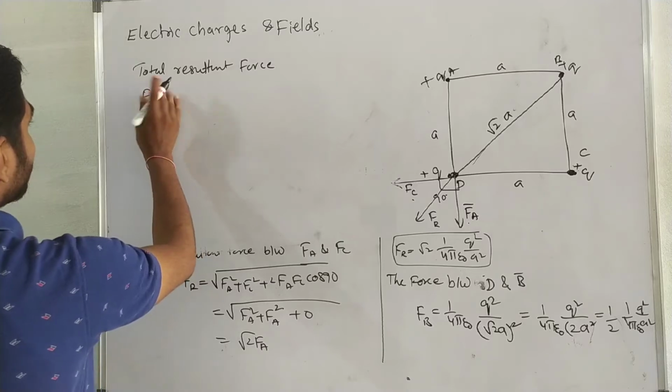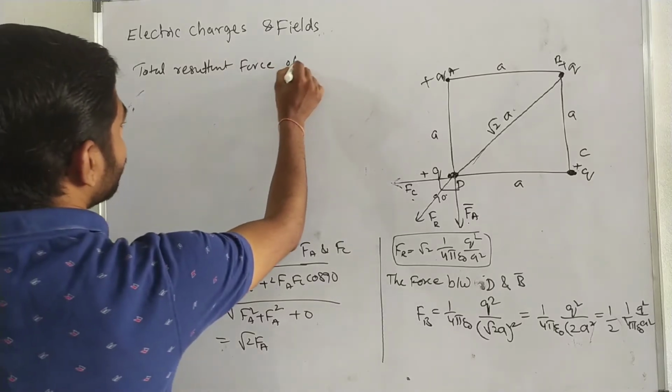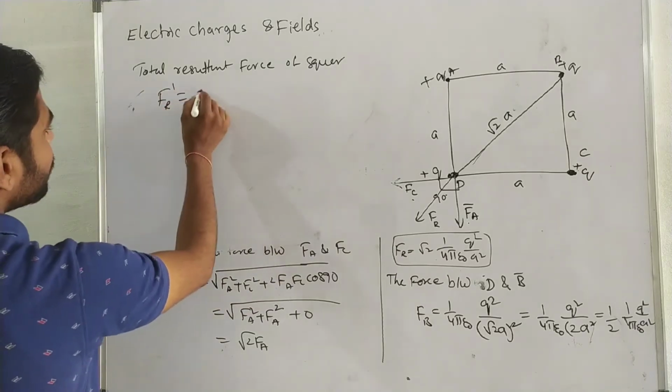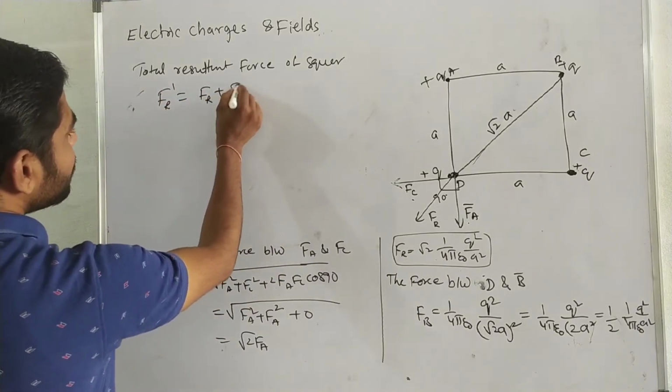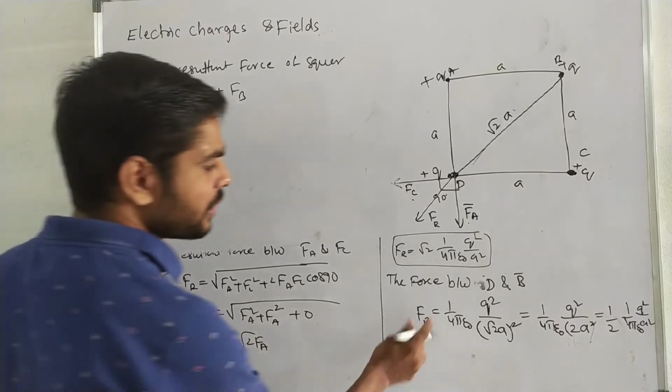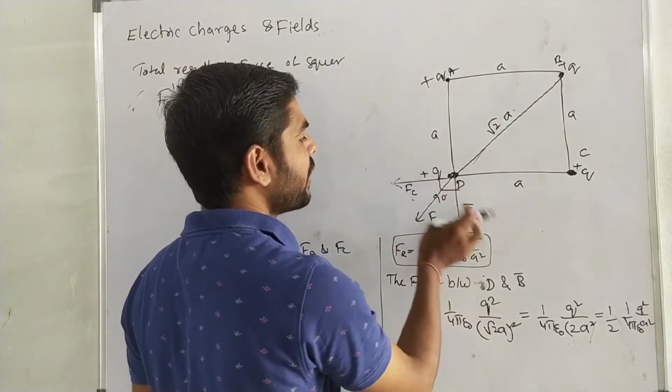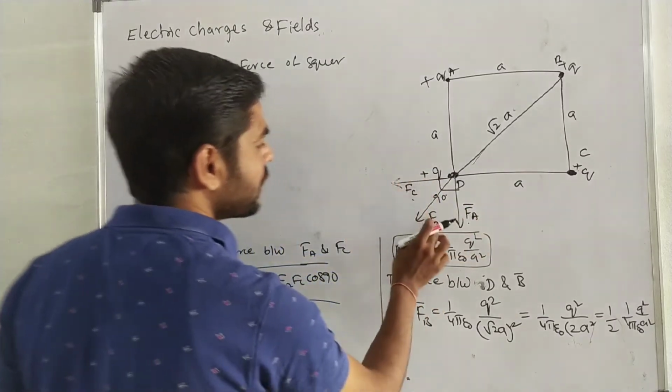For the entire square, Fr dash is equal to Fr plus Fb, meaning due to Fb force also, one force we created, and as well as between Fc and Fb, that is Fr.